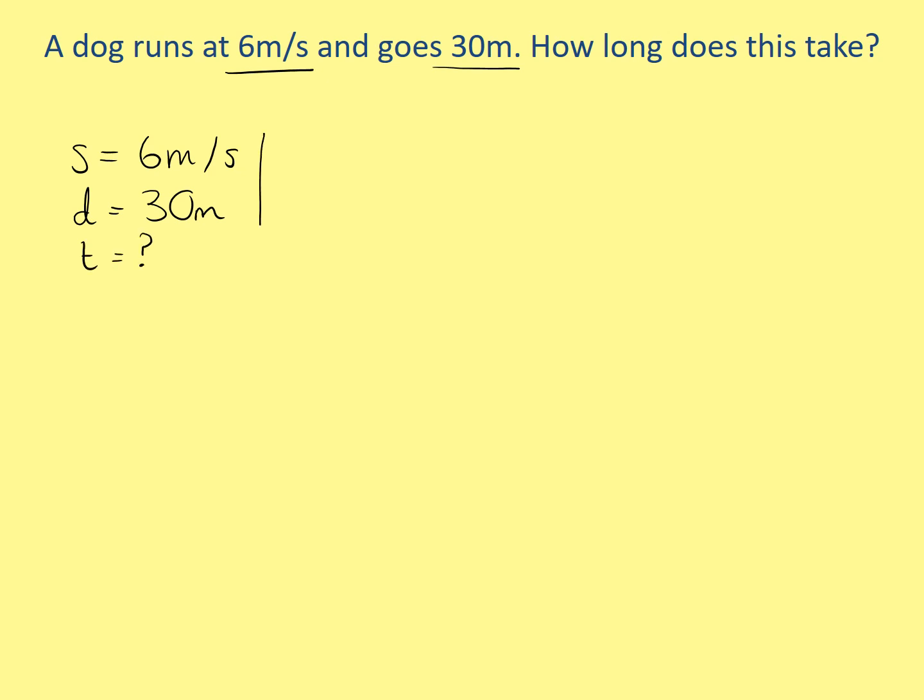So the equation, speed equals distance divided by time. Speed in this case is 6 metres per second, and that's equal to a distance of 30 metres divided by some time. Now the way we do this one is I do 30 divided by 6, and that's going to give me the time. 30 divided by 6 is 5, so the time is 5 seconds.